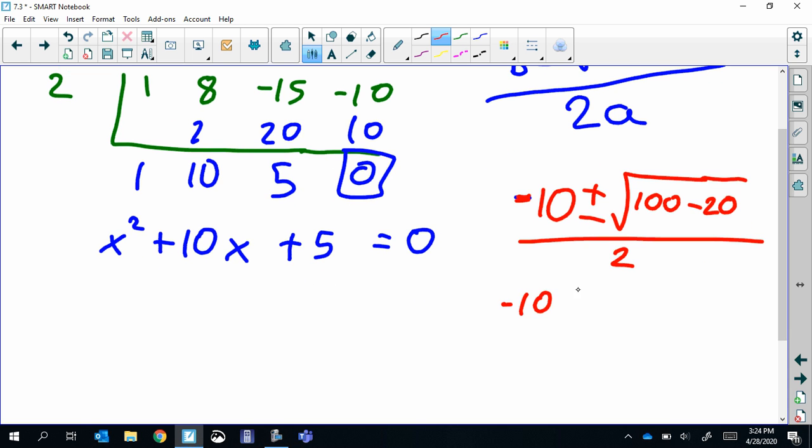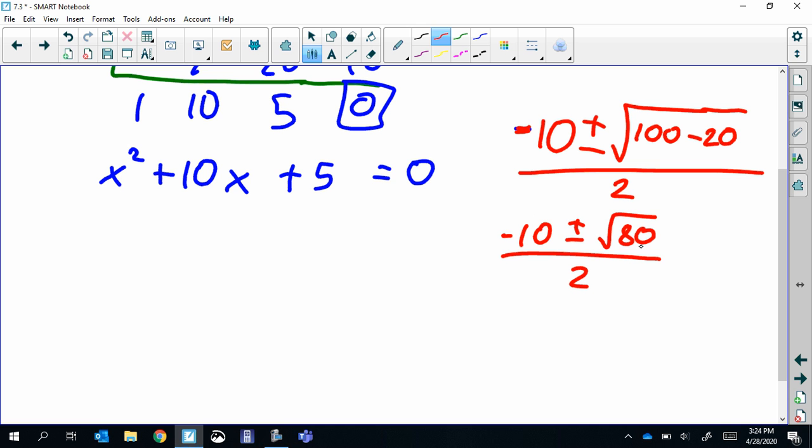So let's start simplifying. And then simplify this 80. Try to come up with a perfect square that goes into it. 4 goes into it, but so does 16. 80 is 16 times 5. So if you think of that as 16 times 5, we can simplify this. Square root of 16 is 4. Square root of 5 is the square root of 5.